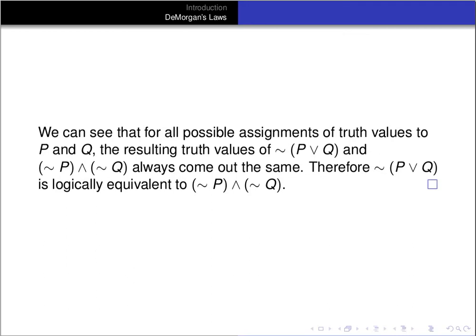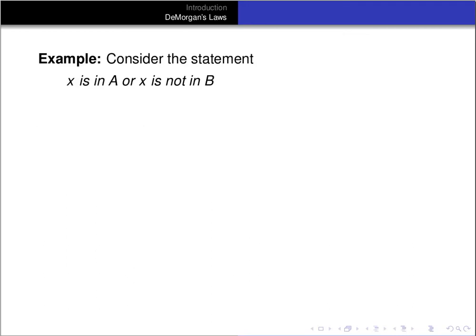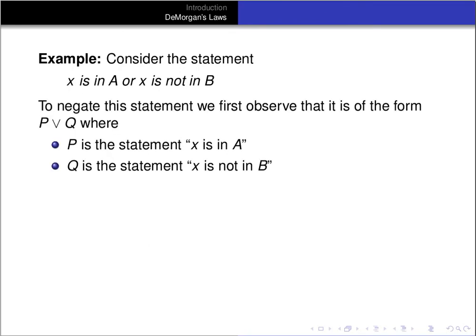Let's look at a couple of examples. Let's look at this statement: X is in A or X is not in B. So to negate this statement, we'll first observe that it is of the form P or Q, where P is the statement X is in A, and Q is the statement X is not in B.